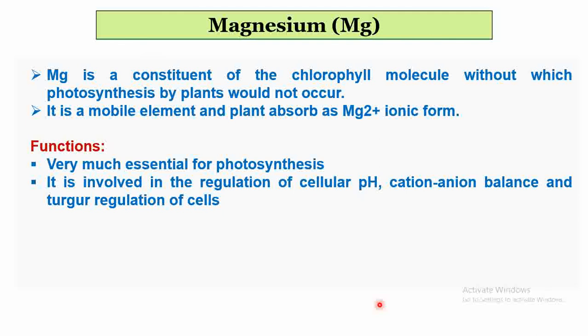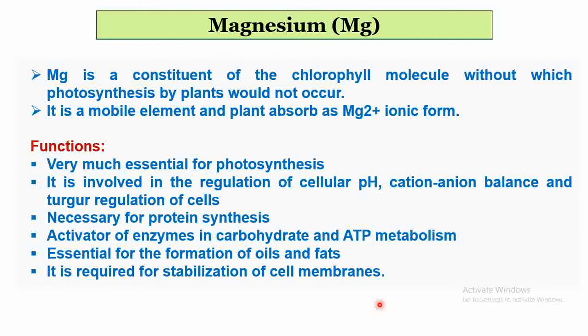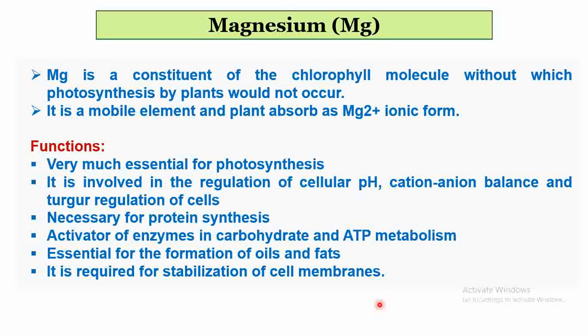It is involved in the regulation of cellular pH, cation anion balance, and turgor regulation of cell. Necessary for the protein synthesis. Activator of enzyme in carbohydrate and ATP metabolism. It is also essential for the formation of oils and fats. It's also required for the stabilization of the cell membrane. These are all the functions of magnesium in plant.